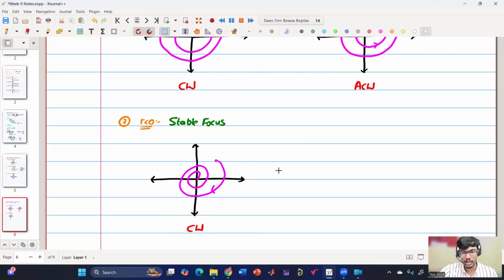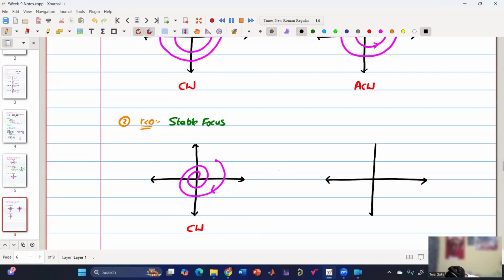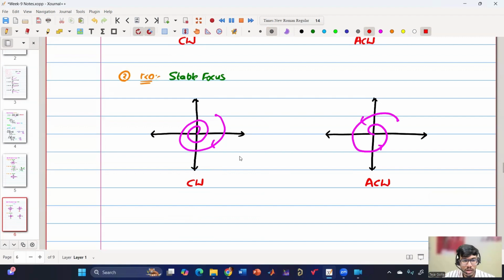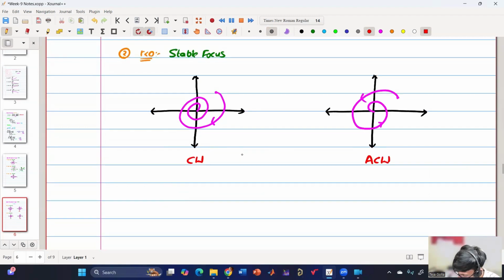Similarly, if it is anti-clockwise, how will it look? It can come something like this. So it is going anti-clockwise. It is stable because it is coming towards the origin. So now we have considered two cases.